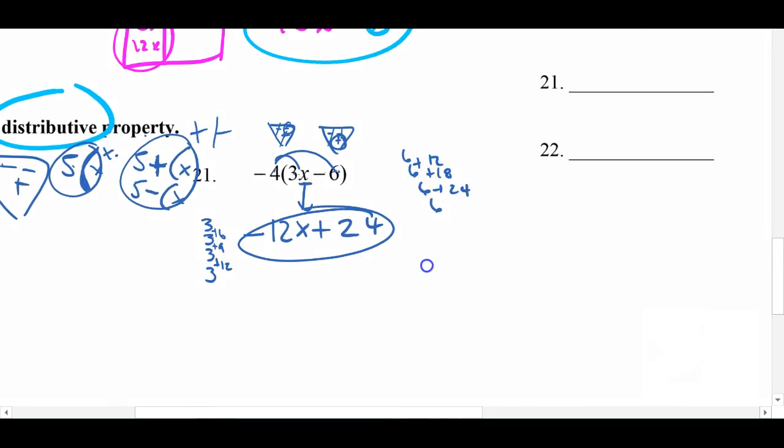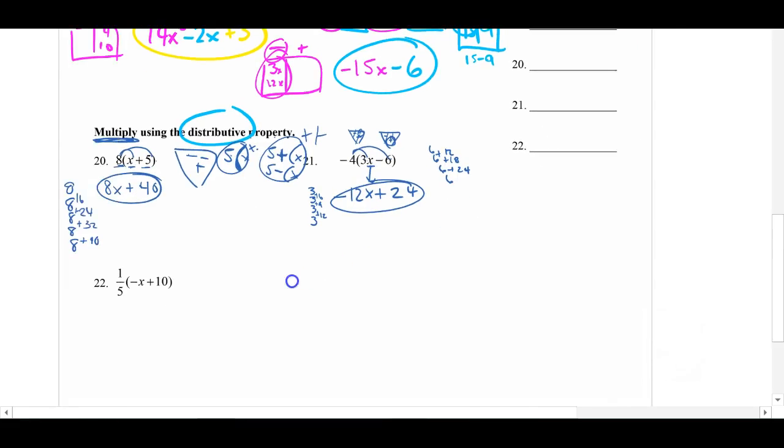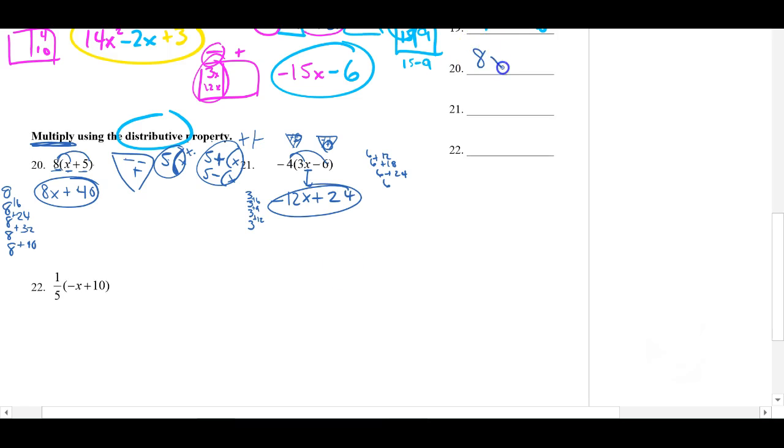Okay, so let's write in our answers that we have so far. For the first one, we have 8x plus 40, and then negative 12x plus 24.